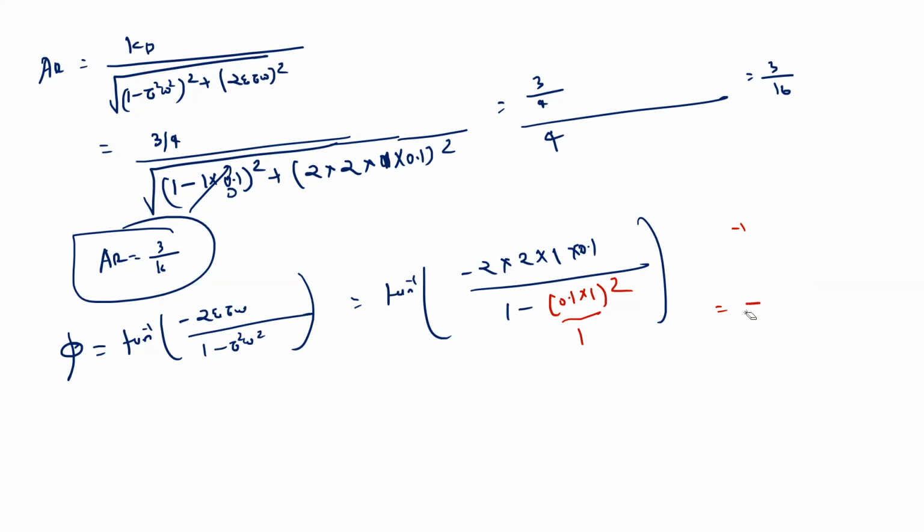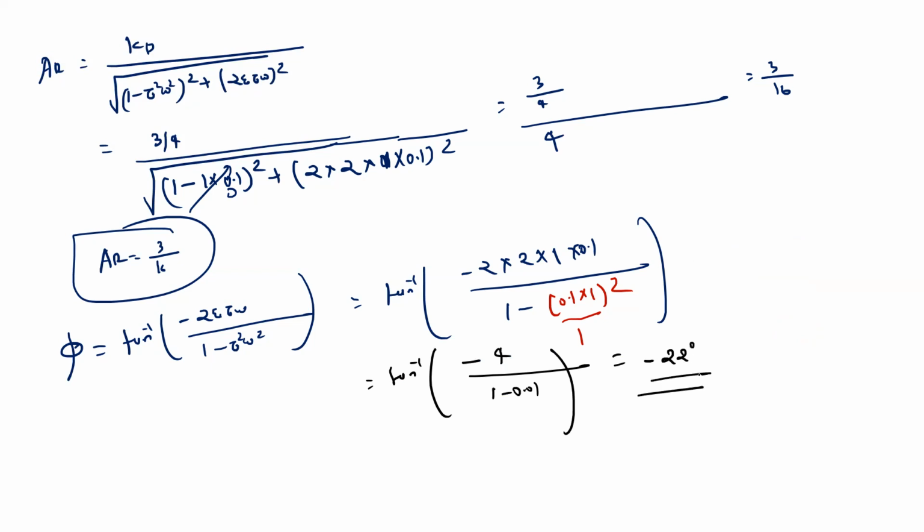Good observation. So you will get the value, right? This one, that is your tan inverse of minus 4 divided by 1 minus 0.01, right? So how much are you getting here? Minus 22 degrees. Good, Alina.